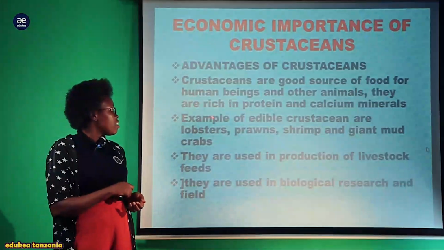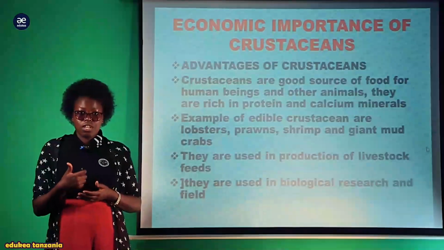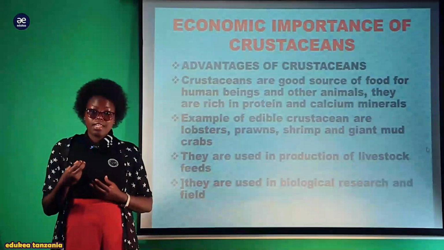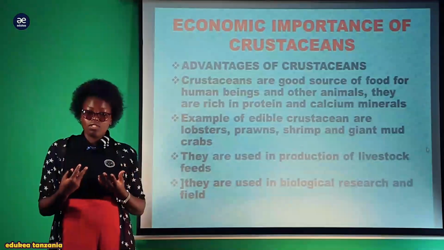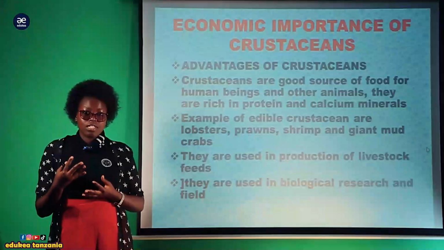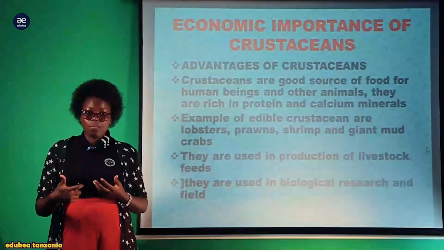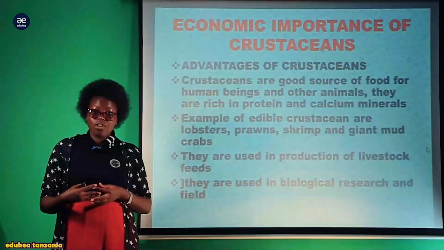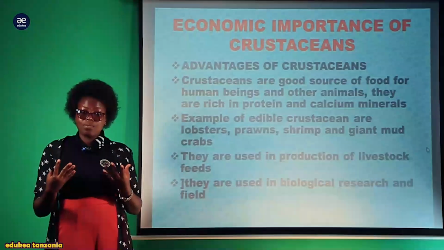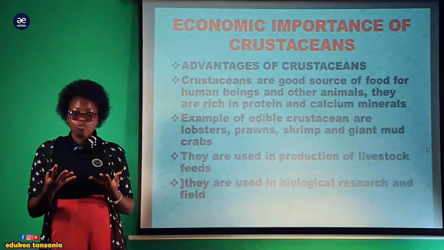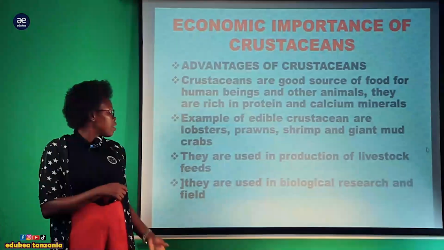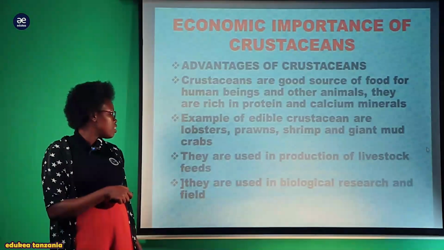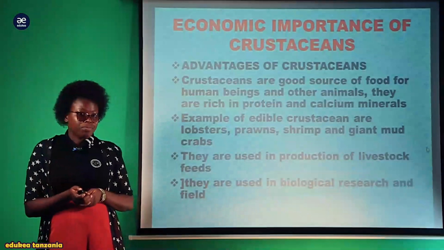So they are rich in protein, and they are also rich in calcium minerals. Here, crabs are rich in calcium. Once you consume them, the calcium is very important in strengthening bones. This is one of the importance. Protein is very important in building body parts, regeneration of energy, and in the formation of different bodily components, for example hair, nails and so on. Examples of edible Crustacea are lobsters, prawns, shrimp, janty and mud crab; these are the edible ones.